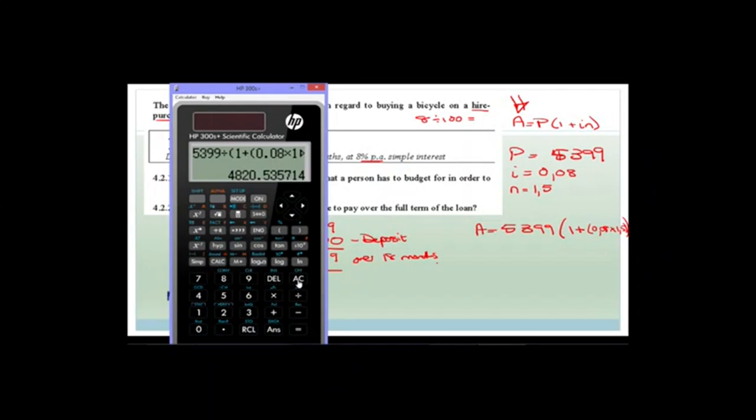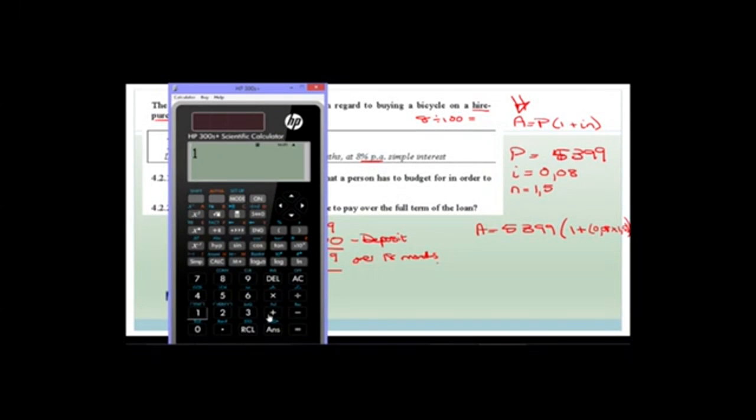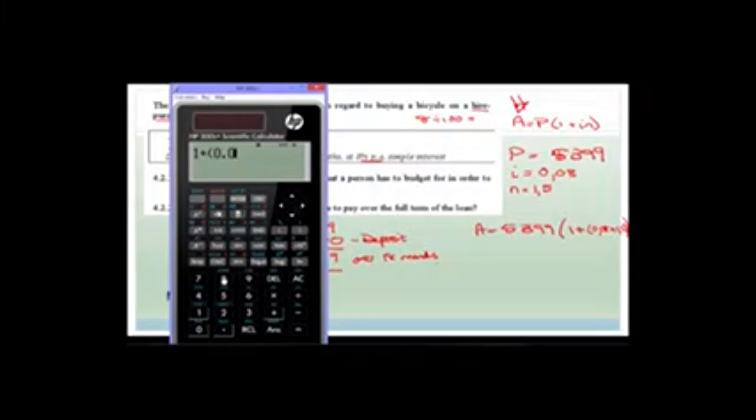Sorry about that. I don't know where my head is. So we're going to go 1 plus bracket 0,08 times 1,5 close bracket equals, and then multiply that by 5,399, and that equals 6,046 rand and 88 cents. So the total amount is 6,046 rand and 88 cents.